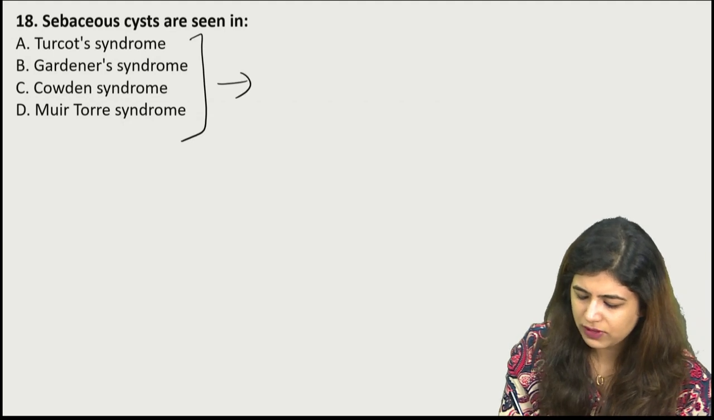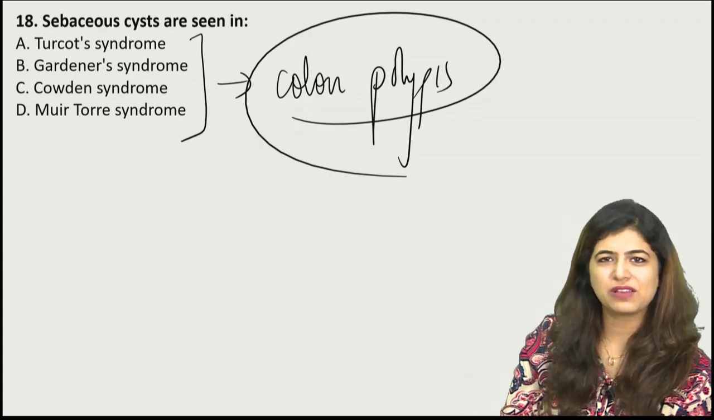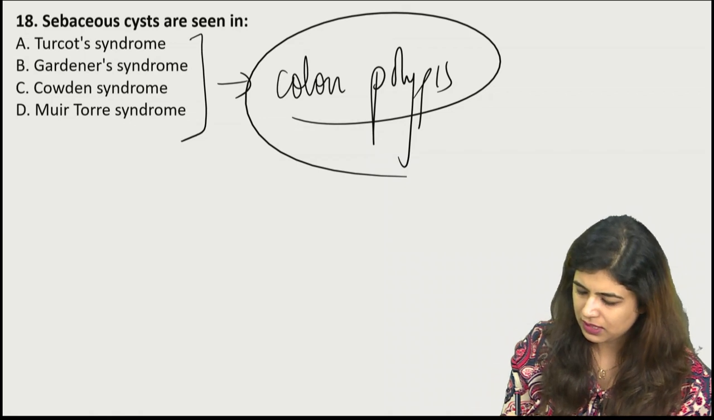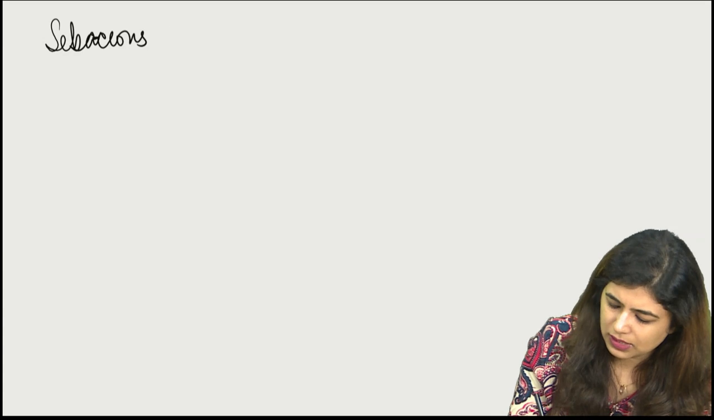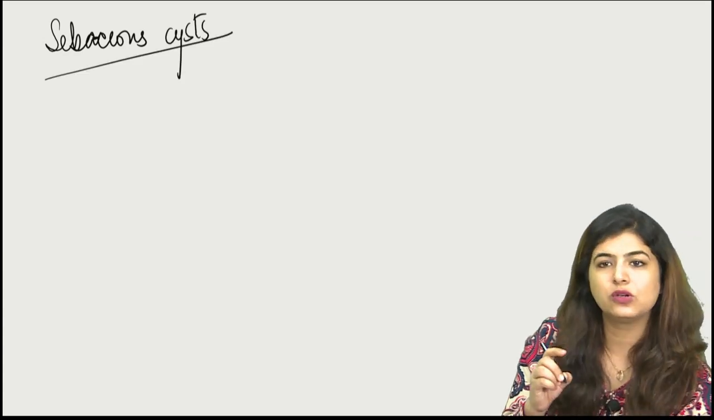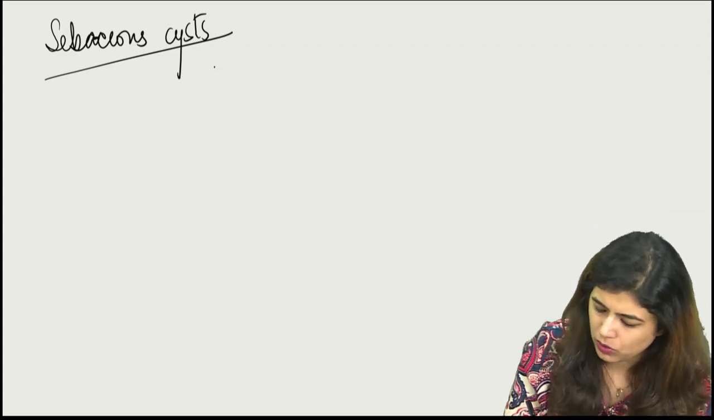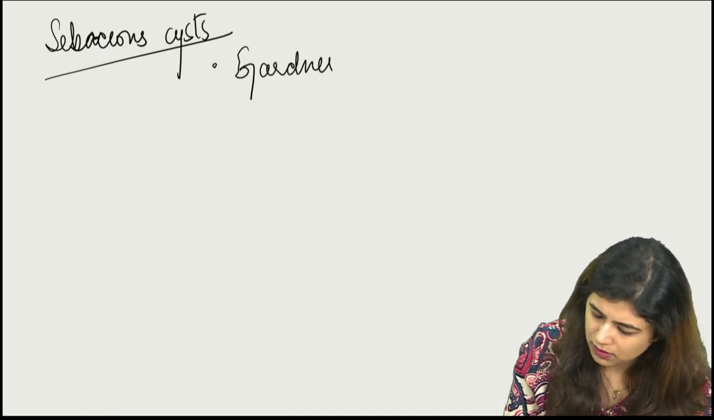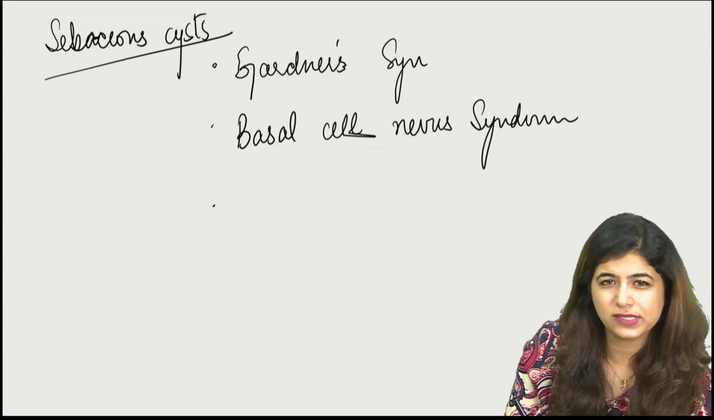Fun fact, all of these are associated with colonic polyps. So all these syndromes are associated with colon polyps, but they do have an identity of their own. First part of the question is sebaceous cyst. I'll tell you what syndromes in common knowledge are associated with sebaceous cyst, which may be asked to you. Number one, Gardner syndrome. Number two, basal cell nevus syndrome, also called Gorlin syndrome.